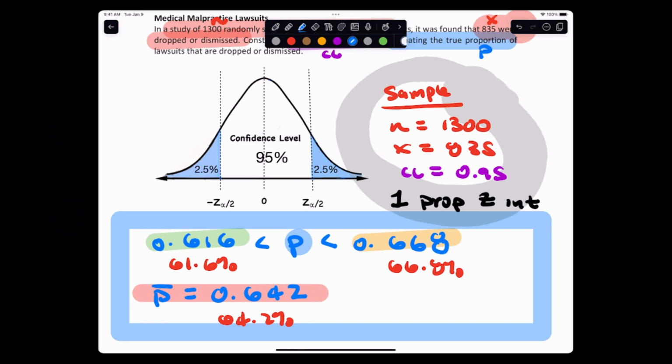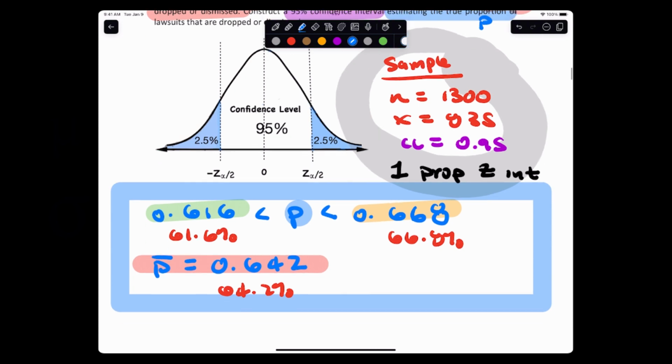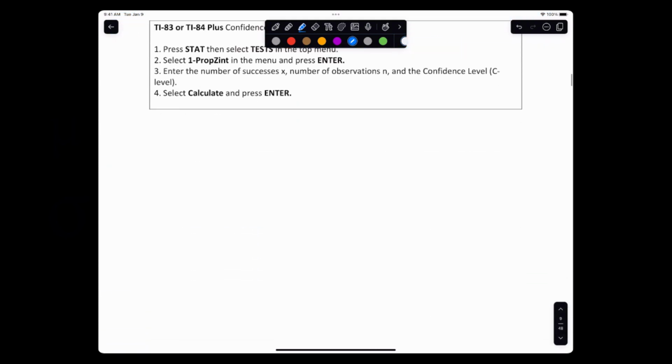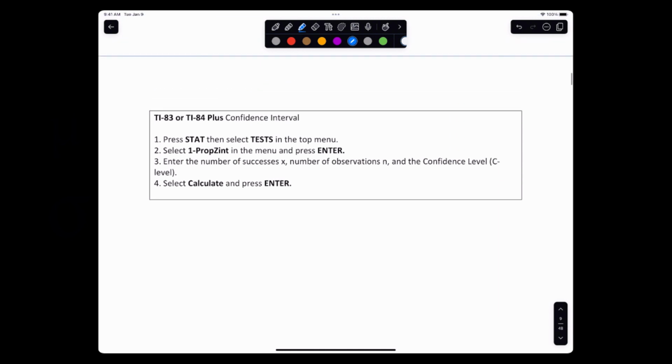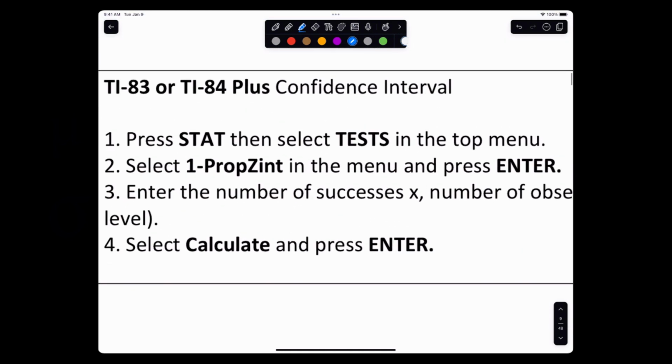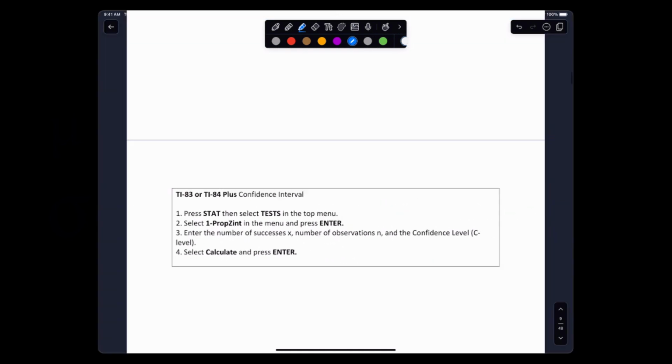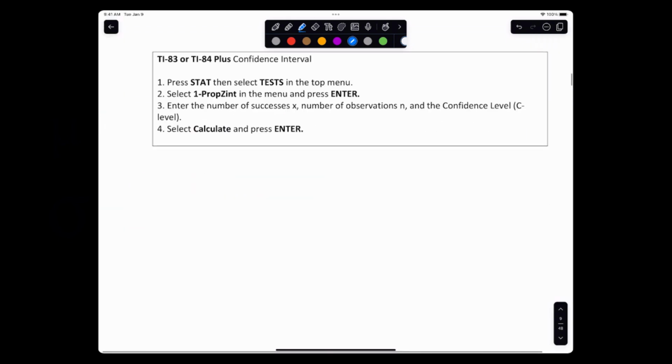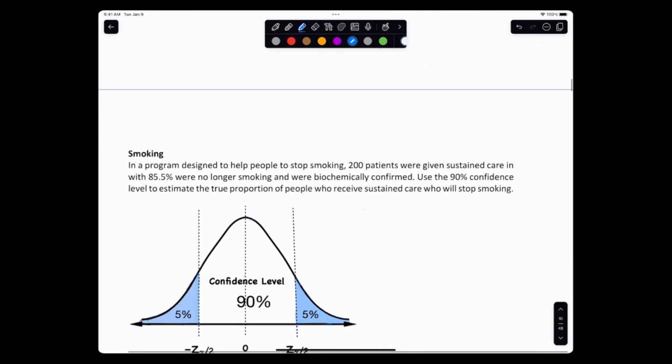On the way out, you guys can pick it up. Mindfulness meditation. Okay. All right. Let's try this again. You guys ready? Easy peasy lemon squeezy. I did put the instructions. 1 proportion Z interval. Everybody's going to get an A. Is that right? Good job.